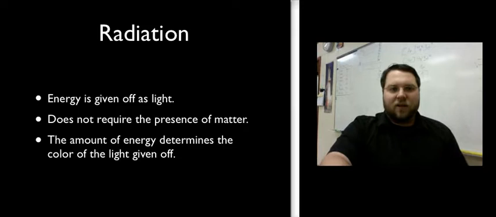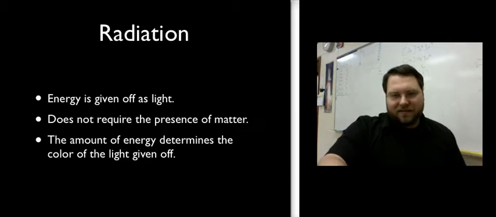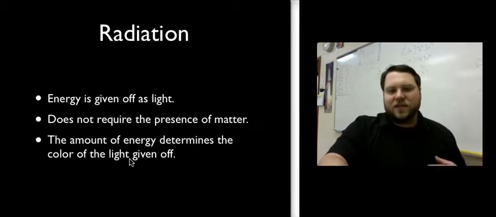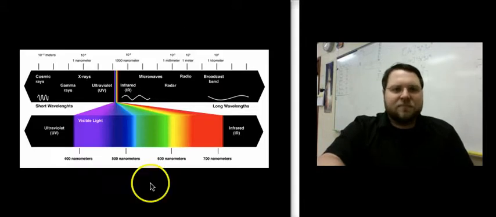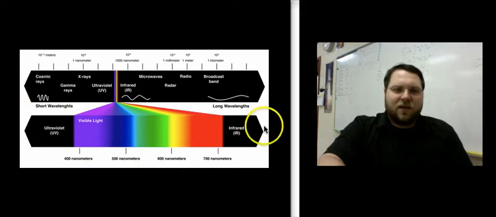And all things radiate, so even people, for instance, are giving off radiation constantly. It's just that you're not able to see all the types of radiation. So the amount of energy being radiated determines the color of the light that's being given off. And we can take a look at that. This is what's called the electromagnetic spectrum, and this shows all the different colors of light that can be given off. Now we can only see as colors a very small sample of these.